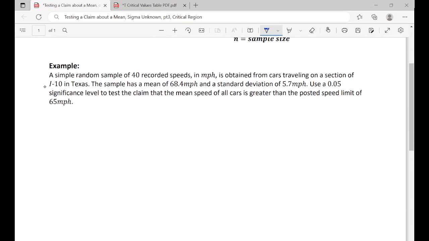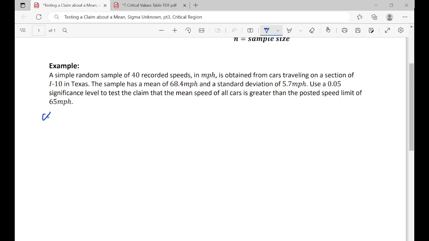So in this example, a simple random sample of 40 recorded speeds in miles per hour is obtained from cars traveling on a section of I-10 in Texas. The sample has a mean of 68.4 miles per hour and a standard deviation of 5.7 miles per hour. We're going to use a 0.05 significance level to test the claim that the mean speed of all cars is greater than the posted speed limit of 65 miles per hour.